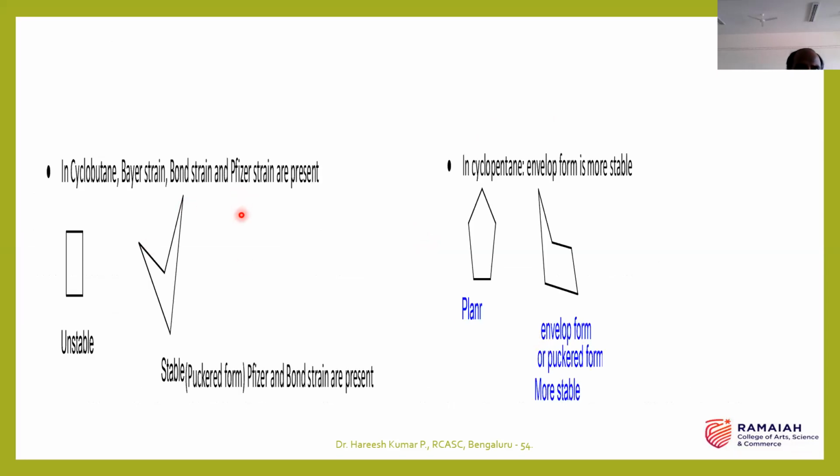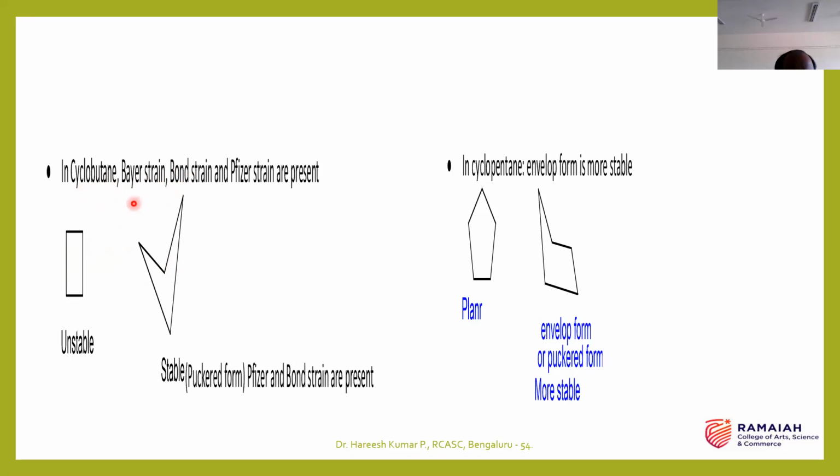Here you can observe a 4-membered ring I am taking. A 4-membered ring is called cyclobutane, and this is the planar one. The planar one is unstable compared to the envelope form. This is called envelope form or puckered form. That's what you need to remember. So two conformations are possible with respect to cyclobutane.